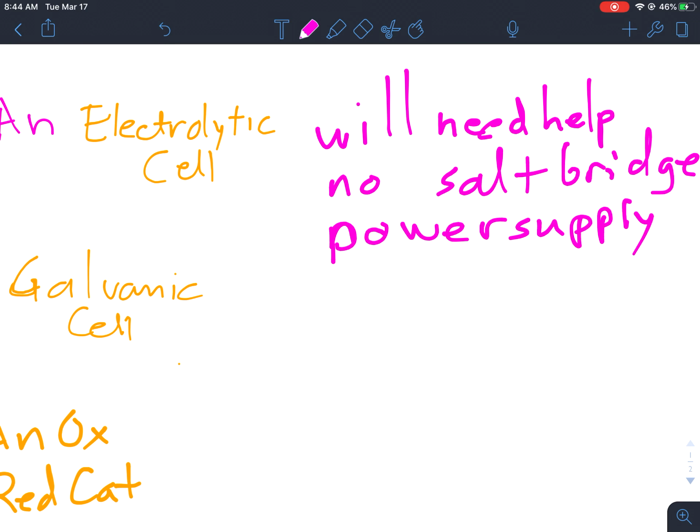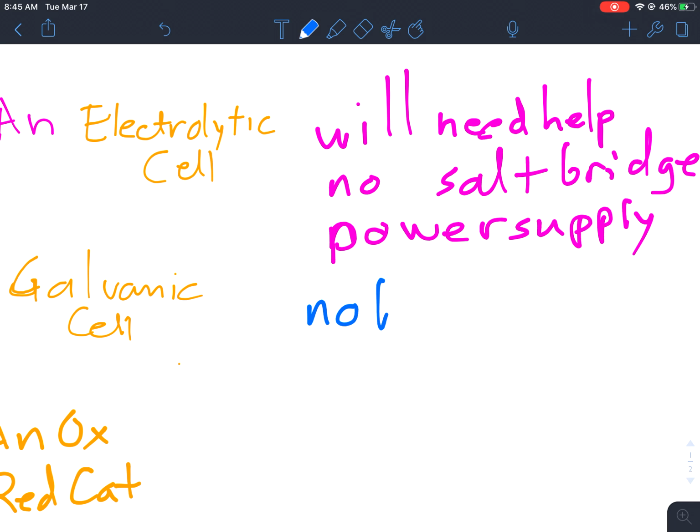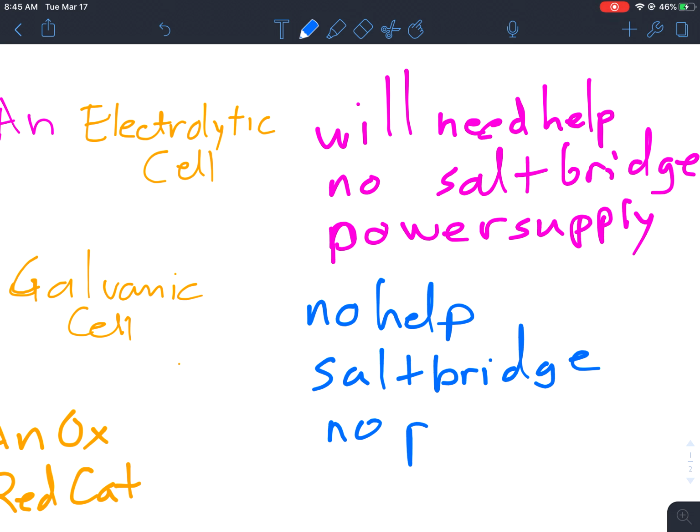You're going to be able to look at a problem on the AP exam and instantly tell whether it was an electrolytic cell or a galvanic cell just based on the fact that it has a power supply or not. Now, a galvanic cell, obviously, needs no help. It'll happen spontaneously. There is a salt bridge, and there is no power supply. Why is there no power supply? Because it doesn't need any help. It's happening on its own. An electrolytic cell will make it go backwards. Okay, I think we're pretty good there. Let's get to the questions.